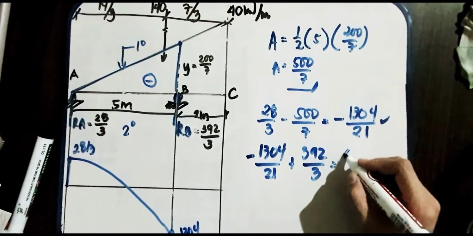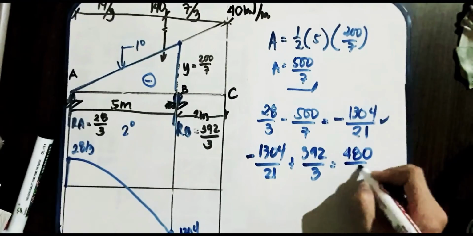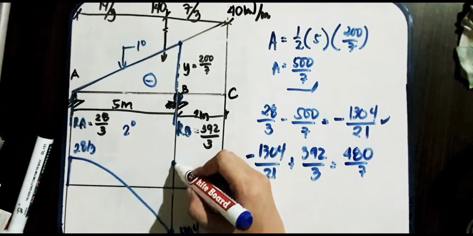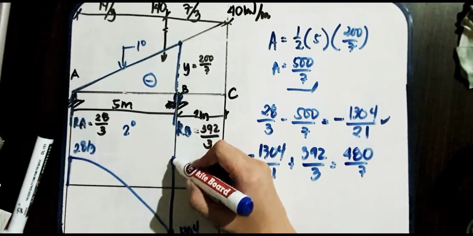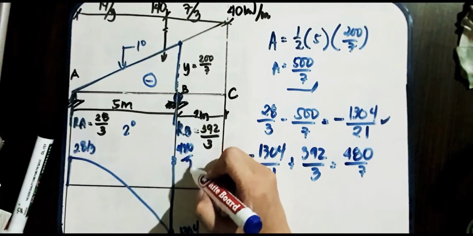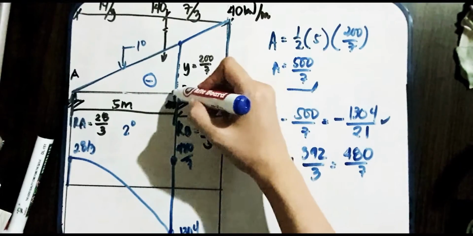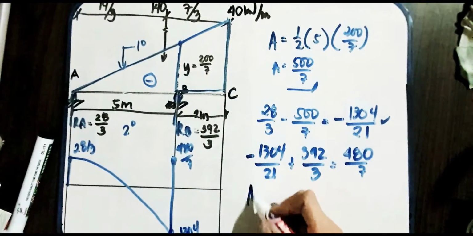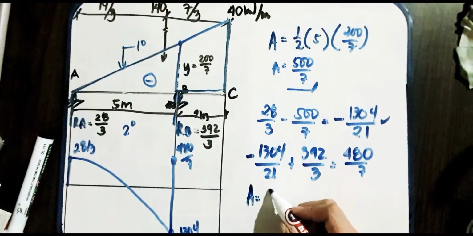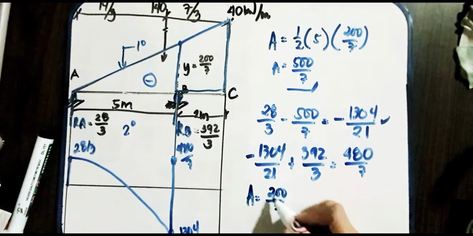So, we have 480 all over 7. So, aangat siya dito ng 480 all over 7. Lagay natin dyan, 480 all over 7. Next, meron tayo rito trapezoid. So, ano gagawin natin sa trapezoid? Kunin natin yung area niyan. So, yung area ng trapezoid is 200 all over 7.